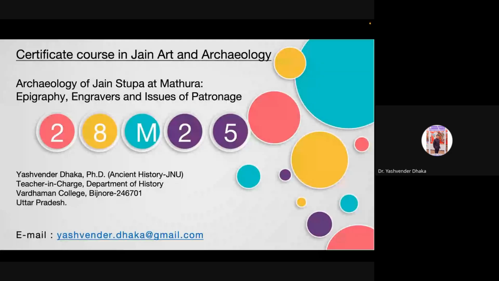In the previous 2 lectures, we have discussed the Jain Stupa at Mathura and laity in detail. Now in this third lecture, there are 3 important aspects I would like to discuss with you all. First is the epigraphy, how the epigraphy changed the landscape of Mathura. Second, the least talked about issue of engravers, how engravers were dealing with multiple religions in the multi-religious site of Mathura. And then the issues of patronage, how patronage has been seen in the Indian subcontinent, by our earlier scholars, and the recent trends. So we start with the slides.